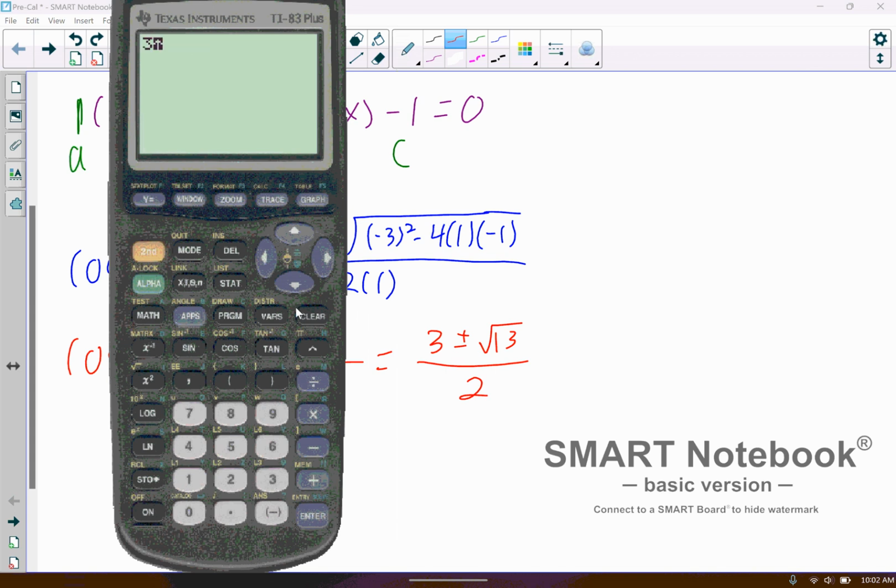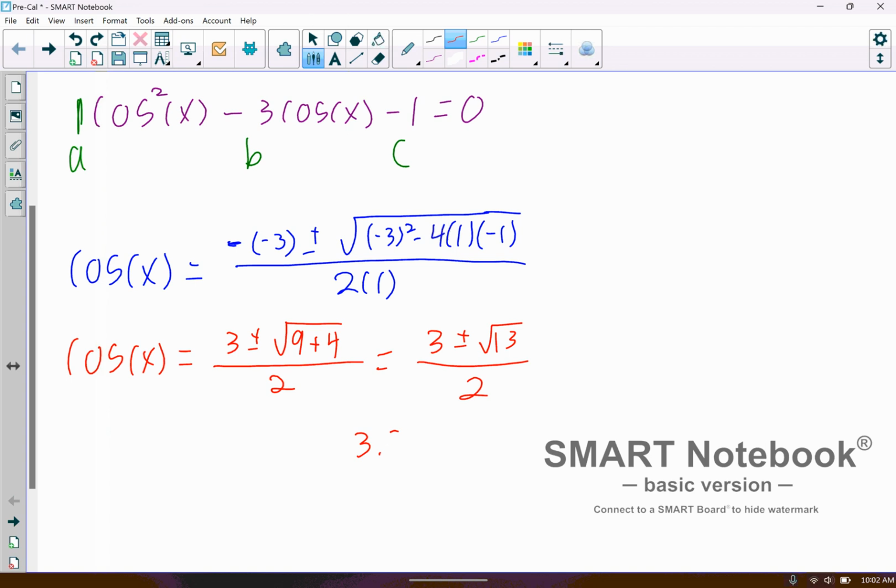So I'm going to do 3 plus the square root of 13, and I've got to get that before I divide by 2. So I've got to be careful. Get the numerator, then divide by 2. My first one's around 3.3 or so, right? So I'm going to go ahead and write that down. 3.3 is going to be one of them, and then we'll get the other one in just a second.